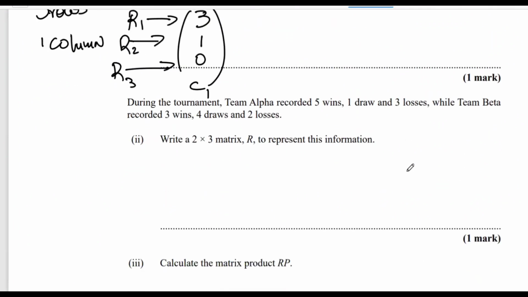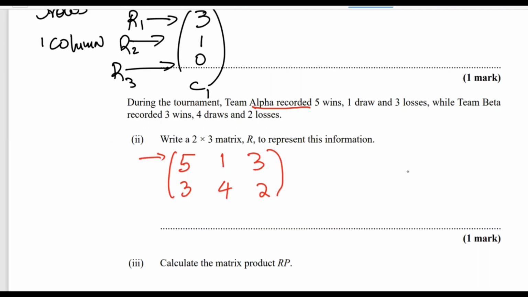Now, the follow-up question says, during the tournament, Team Alpha recorded 5 wins, 1 draw, and 3 losses, while Team Beta recorded 3 wins, 4 draws, and 2 losses. Write a 2x3. So they're giving you the shape, the order of the matrix: 2 rows, 3 columns, a 2x3 matrix, because rows come before columns. Team Alpha: 5, 1, 3, and Team Beta: 3, 4, 2. That is our 2x3 matrix.